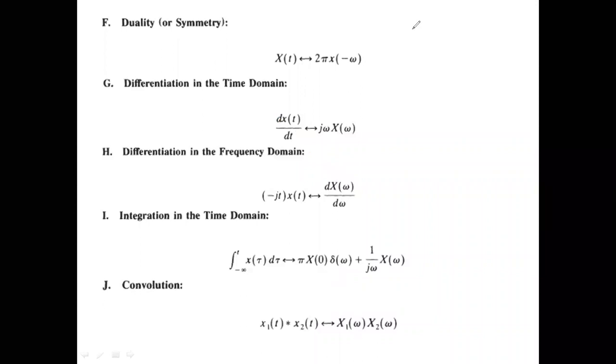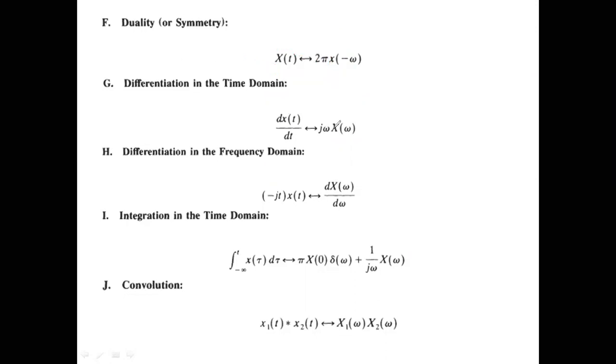You can see here that a capital X has been written here and a small x has been written here. That means if I have some x of t which has a Fourier transform x of omega, and you are given an equation x of t where omega has been replaced by t, then your answer will be what x of t would have been in the frequency domain with t replaced by minus omega, along with the constant 2 pi. Still, it is confusing, we'll see that.